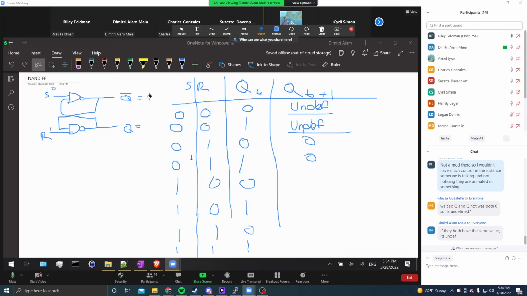Continuing to move on. This takes so long. We're looking at 1 0 and 0. 1 0 gives you a 0.